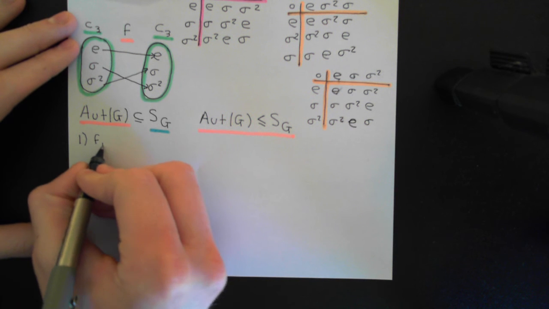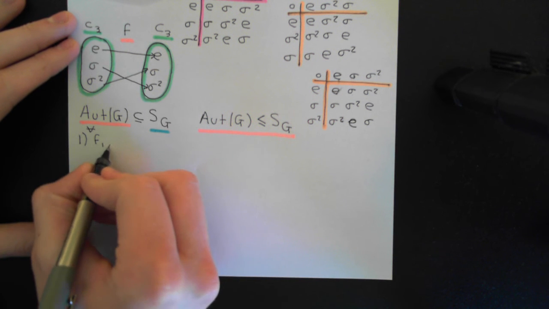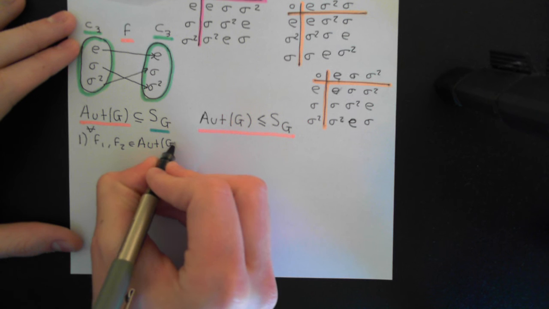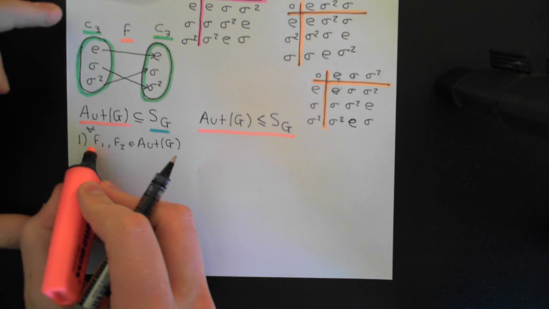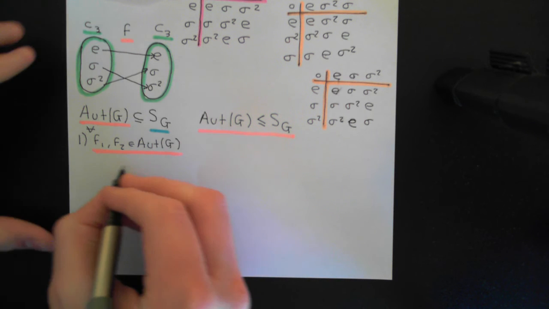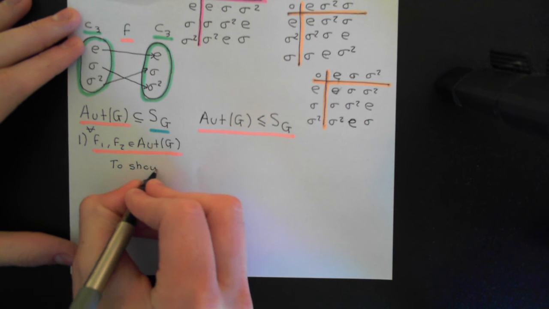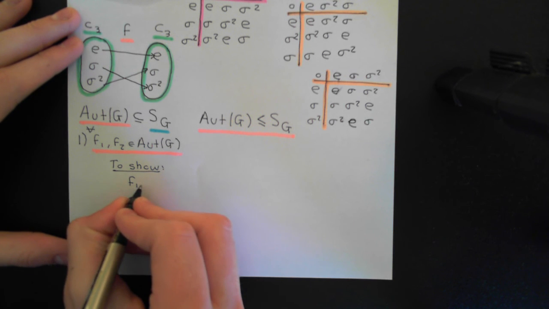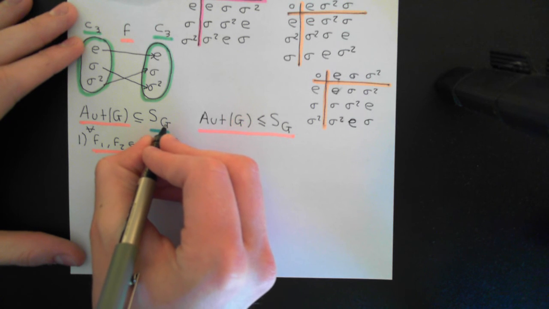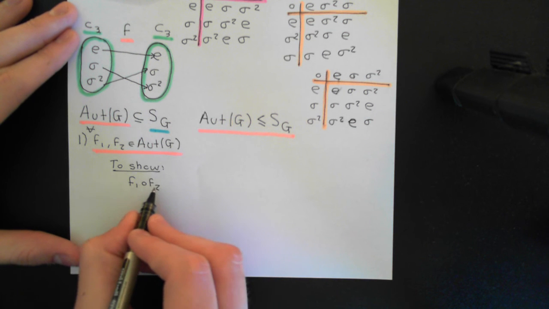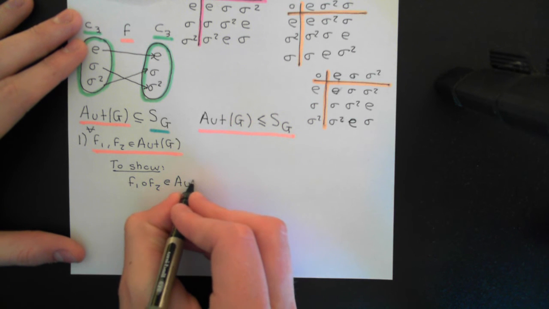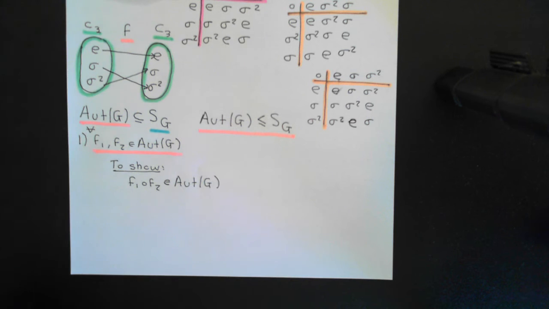So let me write this out. If we have, and I'll put a for all, so for all F1 and F2, which are elements of the automorphisms of the group capital G, so take any two elements of the set of automorphisms of the group capital G, I need to prove that if I compose them together, so I'll put to show, that F1 composed with F2, where this composition is composition in the symmetric group on the group capital G, so remember that will mean composition of the maps that these represent, is also an element of the set of automorphisms of the group capital G.